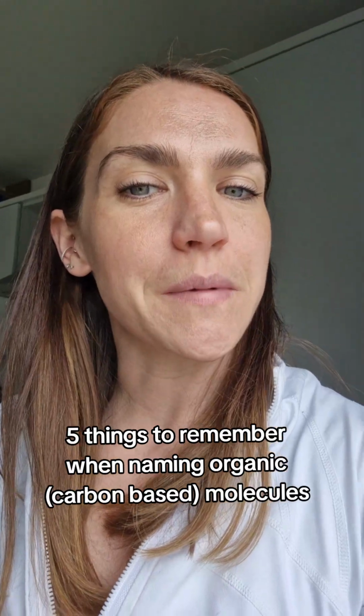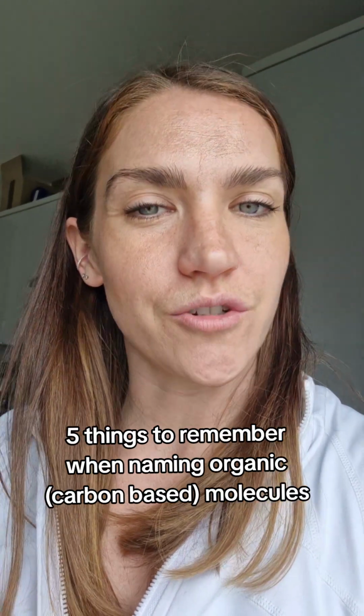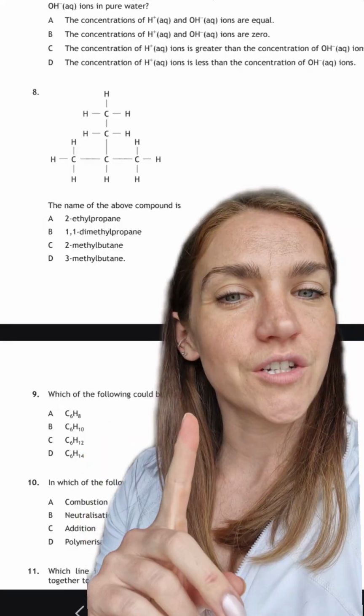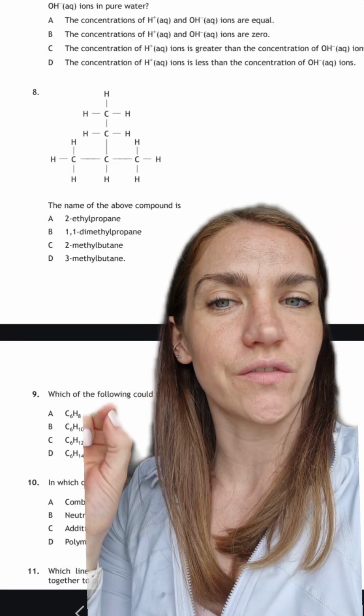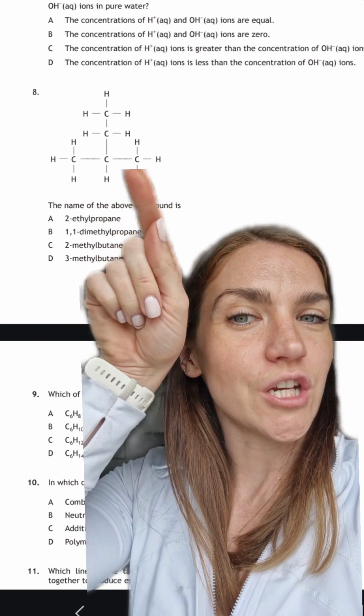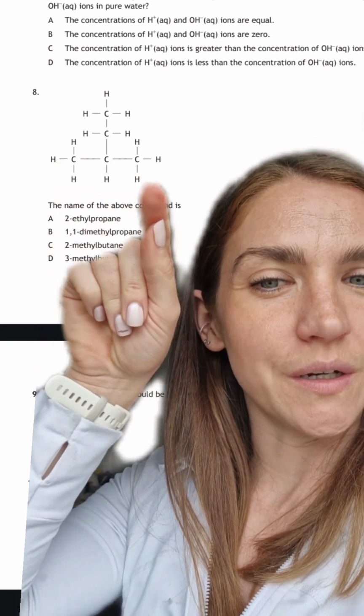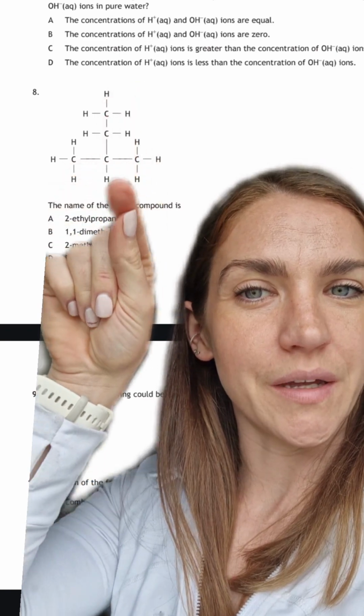If you're studying for your upcoming chemistry exam, here's some things you're going to want to remember when it comes to naming organic carbon-based molecules. The first thing is when you're finding your longest chain of connected carbons, make sure you check in L shapes, because quite often the longest chain isn't the straight line one, it's actually going up or down in an L shape.